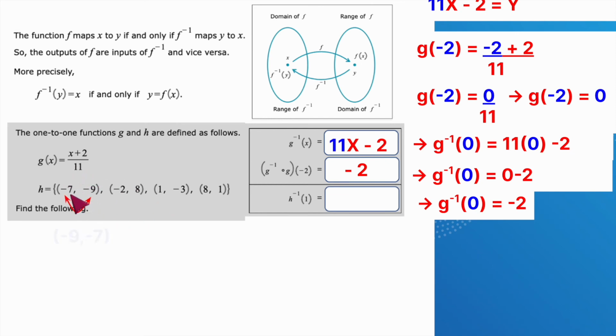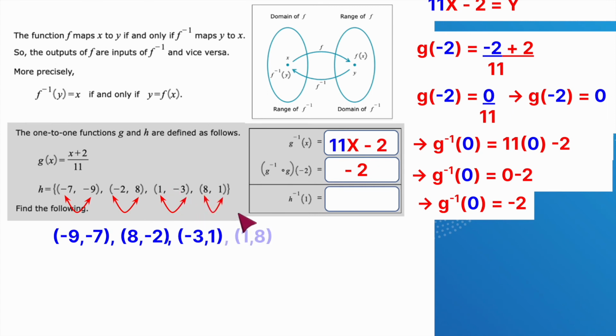So what I'm going to do is swap each coordinate, x and y. I'm going to do that for each one. So you can see I'm just switching the places for x and y, so they're just backwards. And then I'm going to identify which one has x as 1. So it's this very last one. So the answer would be 8.